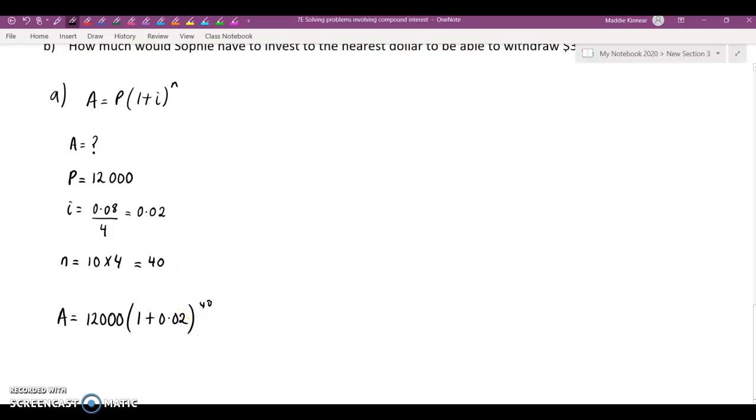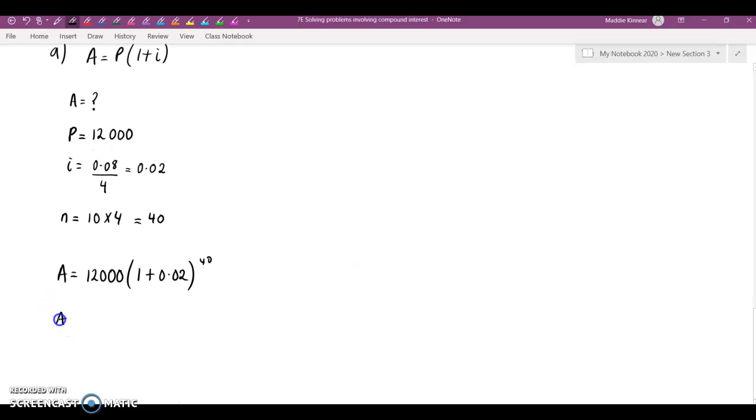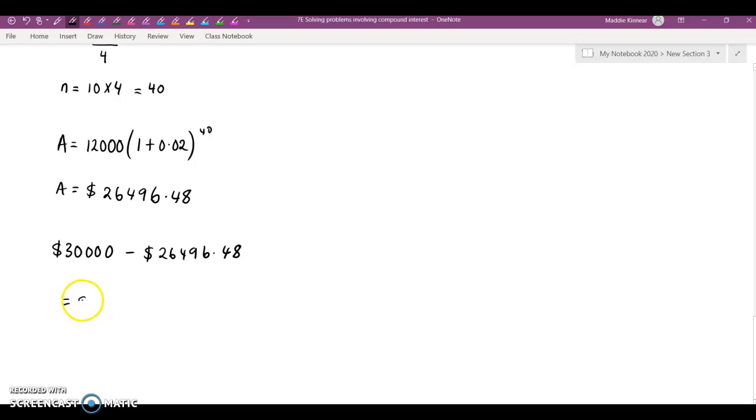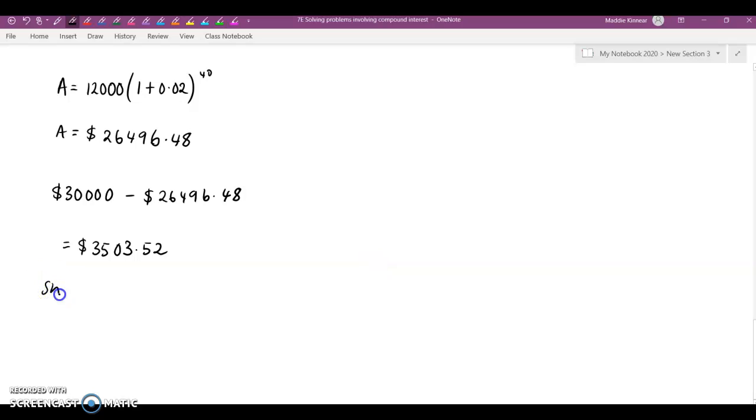And if we work that out, we get an answer of A equals $26,496.48. So how far short of her 30,000 is she? Well, we do her target amount of 30,000 minus the amount she will have if she followed this investment plan. And her shortfall is a total of $3,503.52. So we can say she will be short that amount.